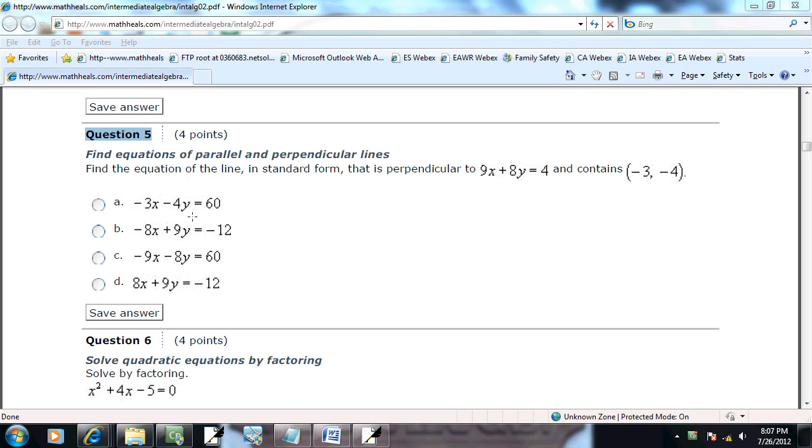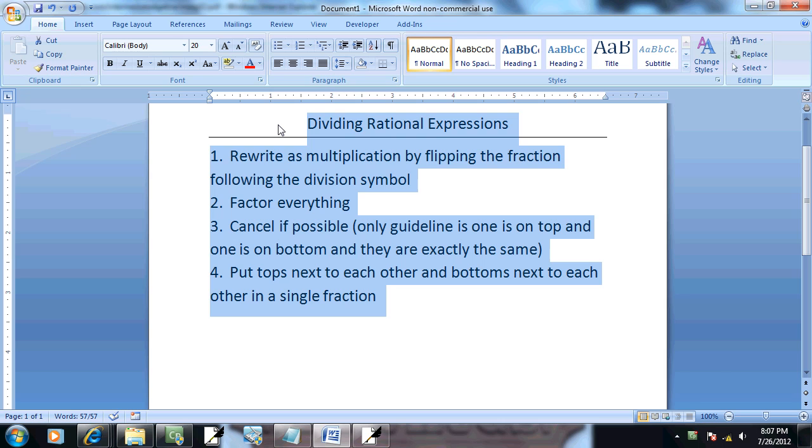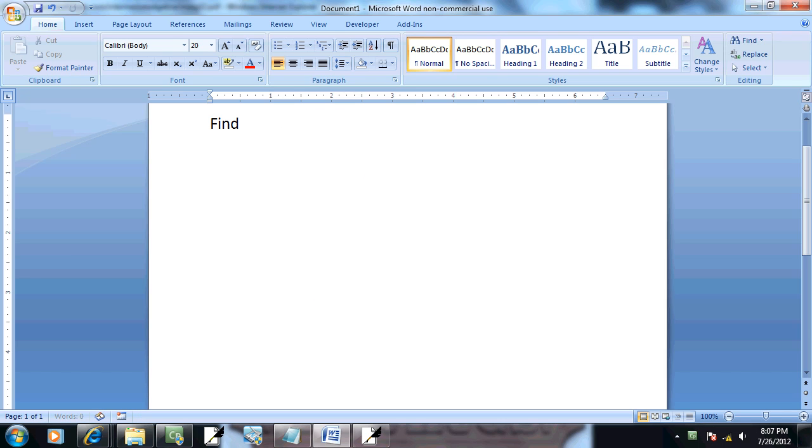Let's take a look at problem number 5. Find the equation of a line in standard form that is perpendicular to this line and contains that point. So let's refresh our memory on our steps. Find the equation of the line given a line it is perpendicular to and a point it passes through.